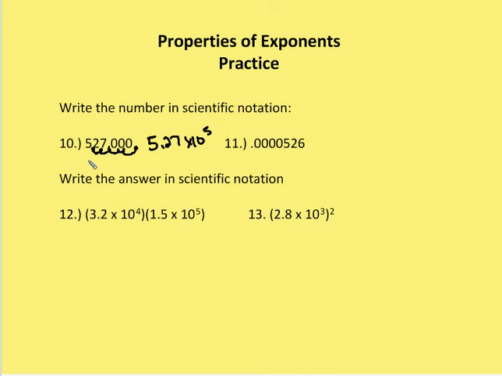So when I move right to left, my exponent is going to be positive. And when I move left to right, in this case, it's going to be negative. So I count 1, 2, 3, 4, 5 here. 5 decimal places before I get to a value 5.26, which is between 1 and 10. 5.26 times 10 to the 1, 2, 3, 4, 5, to the negative 5. Okay, now I need to write my answer in scientific notation.